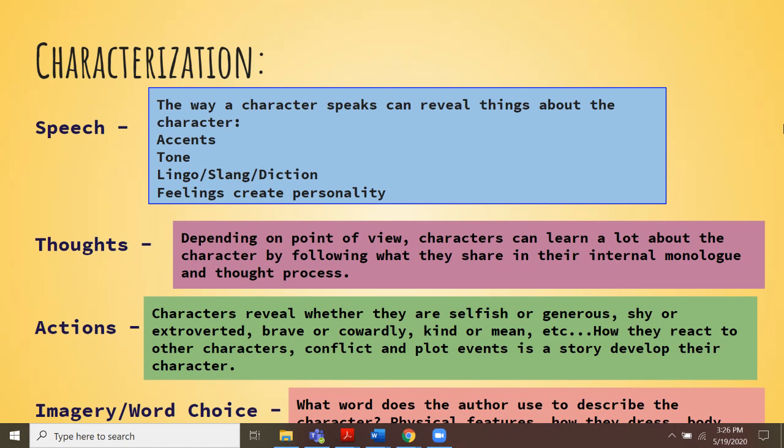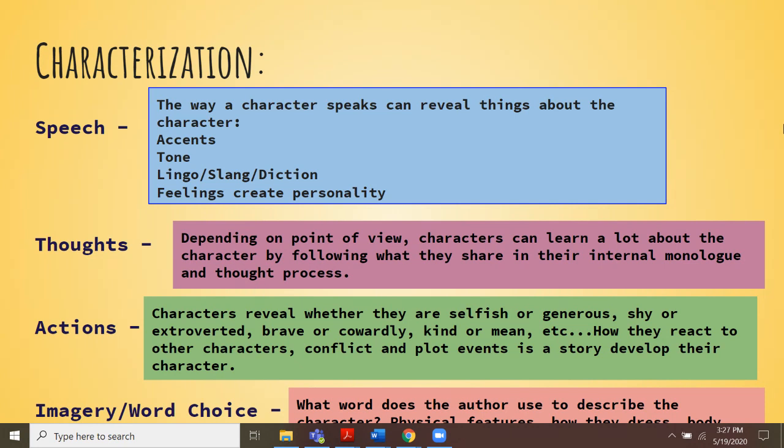So we can get a sense of who these characters are, right? But how they're talking and how they're talking to other people, how they're talking to their enemies and their friends. So we can learn a lot about them by their speech. That's one way that the author develops characterization.